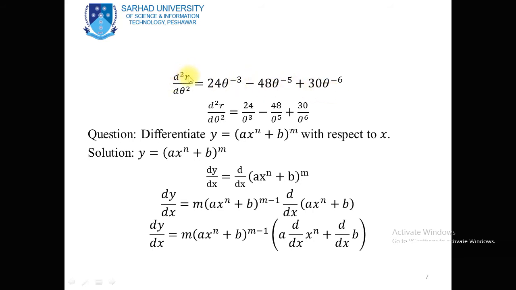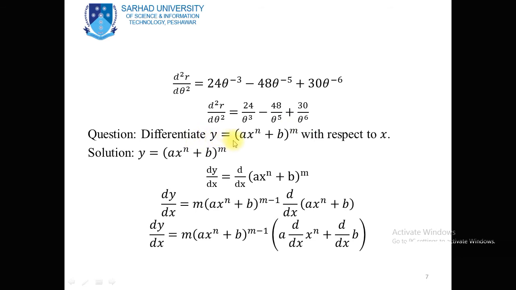d square r divided by d theta square means that we take the derivative of the function r again with respect to theta. This is the second order derivative of the given function, which we can write as 24 divided by theta power 3 minus 48 divided by theta power 5 plus 30 divided by theta power 6.